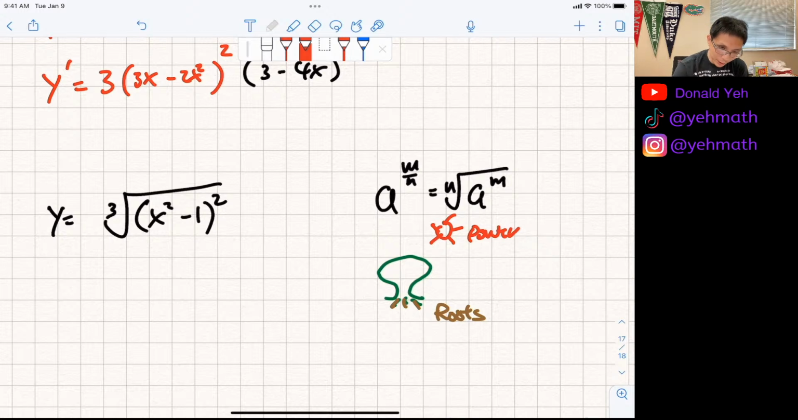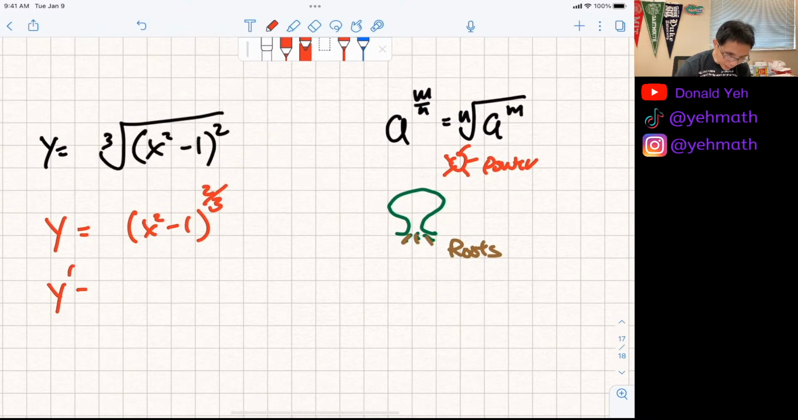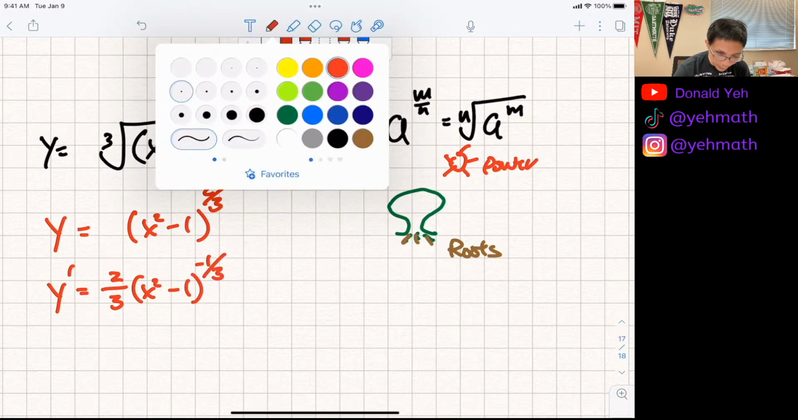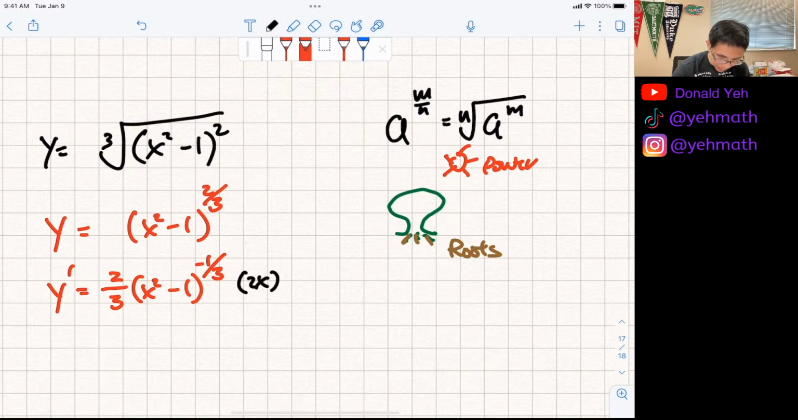Okay. So then you can change that. You can say y equals x squared minus 1 to the 2 over 3. If I take a derivative of this, it's going to be 2 over 3 times x squared minus 1 to the negative 1/3. But don't forget there is a derivative inside, which is 2x. So I can simplify this, and it becomes 4x over 3 times x squared minus 1 to the negative 1/3.